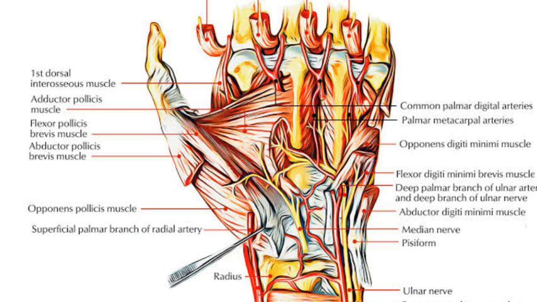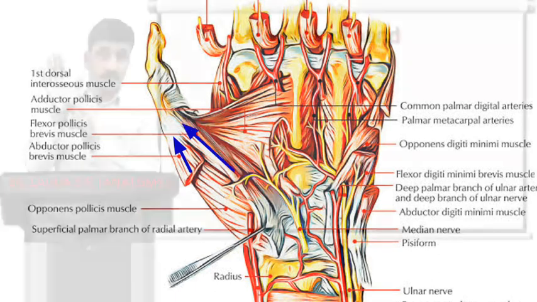Adduction means toward the body. A muscle which is bringing the thumb away from the body is called an abductor. This is abduction of the pollicis. Pollicis means thumb. Abductor pollicis brevis. The second muscle is flexor pollicis brevis.